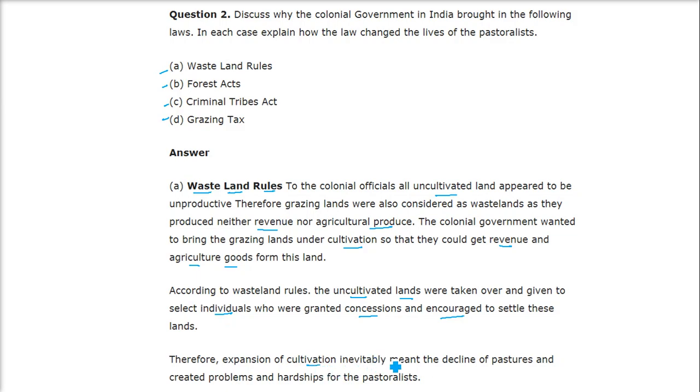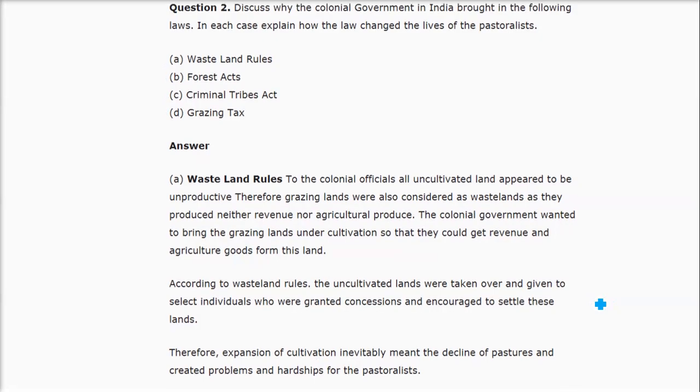So the expansion of this cultivation inevitably meant the decline of pastures, because if this is a pasture land and this area is taken over for cultivation, only this land will be available for the pastoralists, and this will create problems and enhance the hardships of the pastoralists.